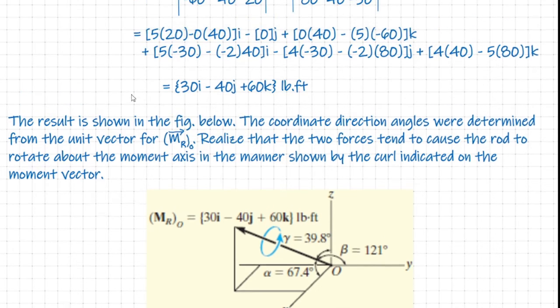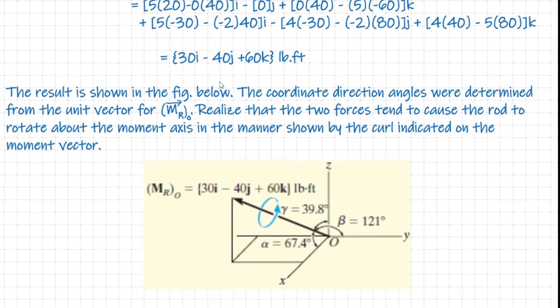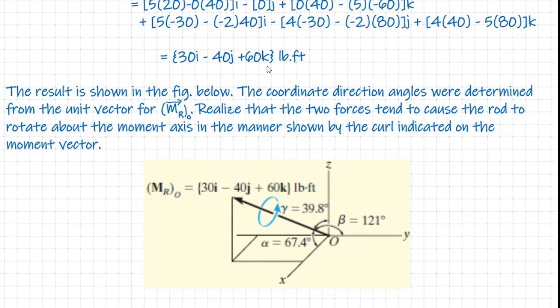For this specific M_RO, which is obtained as 30i minus 40j plus 60k, you can obtain alpha equal to 67.4 degrees, beta equal to 121 degrees, and gamma equal to 39.8 degrees. If you respect these angles, you will find that there is only one position for this moment vector M_RO as shown in the figure. Now again, you may ask whether this produces a clockwise or an anti-clockwise moment about the point O, because this will not tell you whether it's clockwise or anti-clockwise.